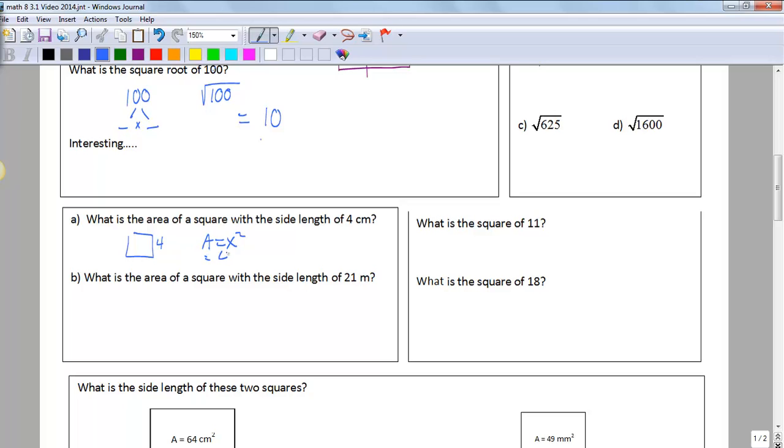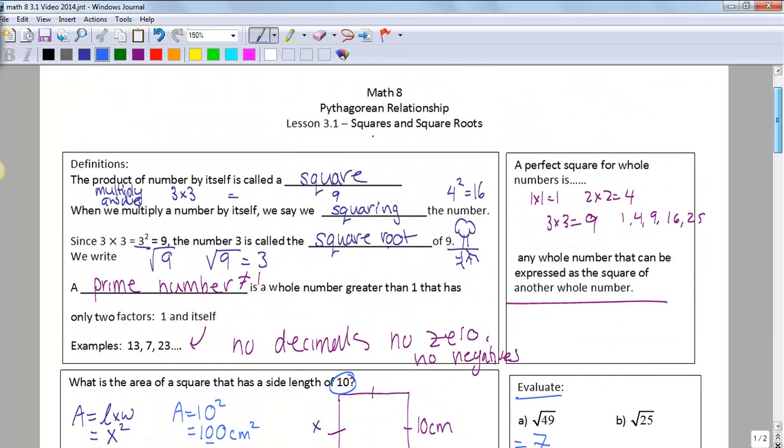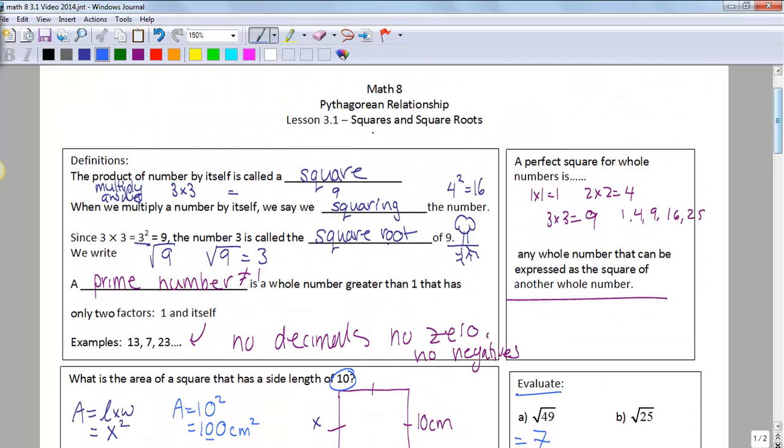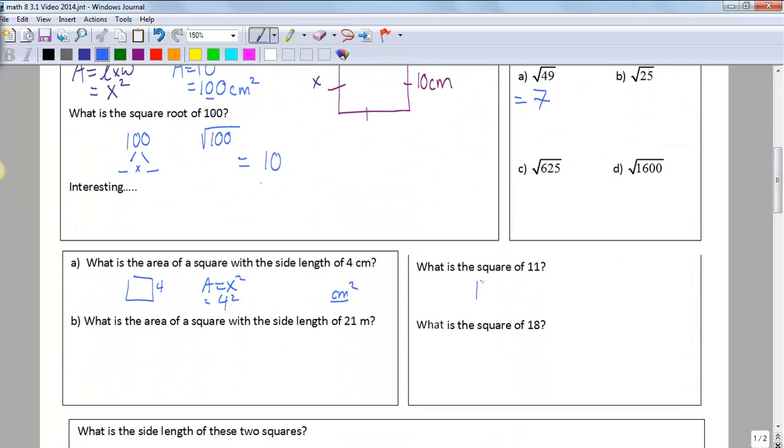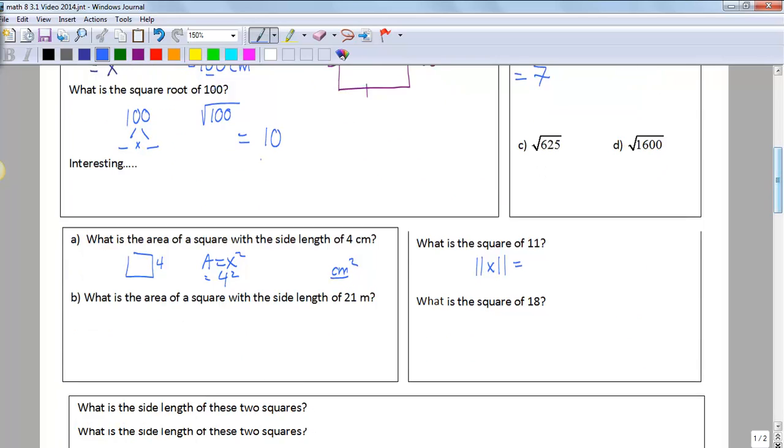Right? So this one would be 4 squared. Make sure you've got your units, centimeters squared. What is the square of 11? So we've got to come back up here, right? 9 is the square. So that means that you're going 11 times 11 to figure out the square of 11.